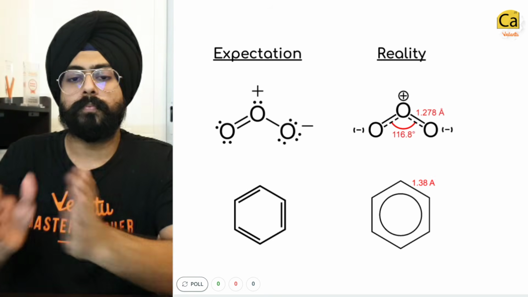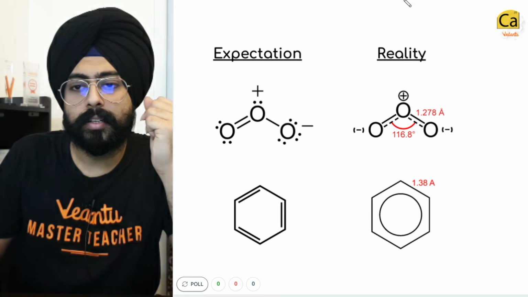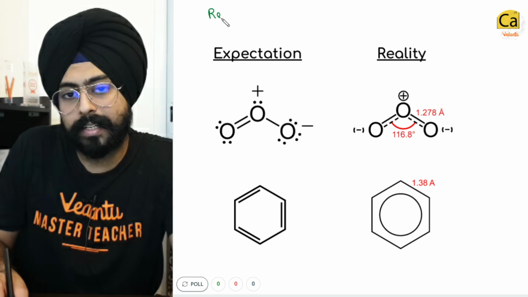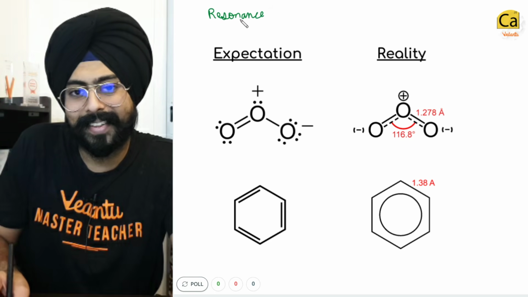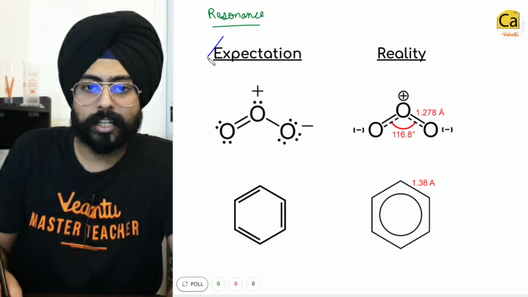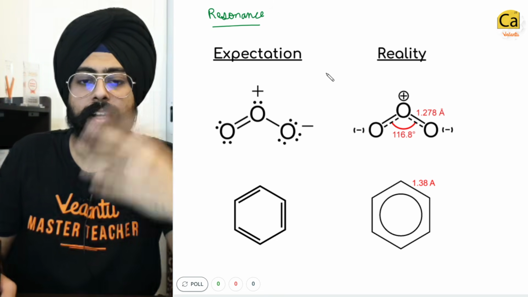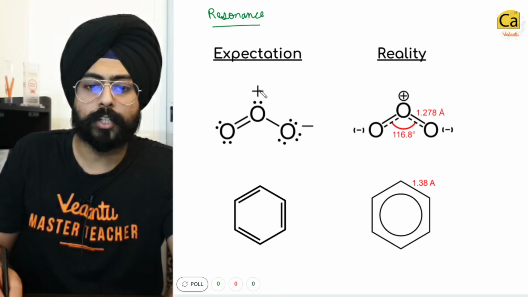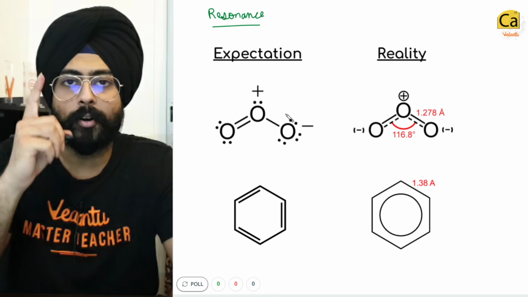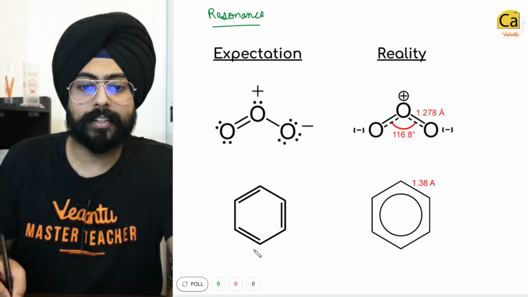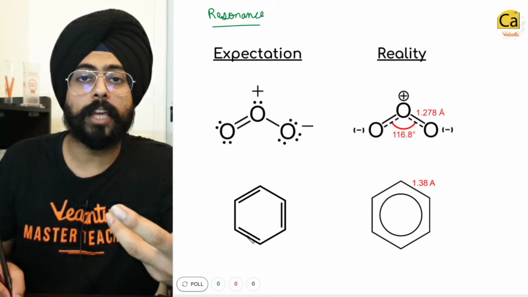Cool. Now, moving ahead. What is this that we are talking about? This, my dear friends, is resonance, isn't it? Something was expected, but the reality was entirely different. Expectation was that ozone looks like this. What is this bond? This is a coordinate bond. Benzene had this kind of a structure earlier, the Kekulé structure.